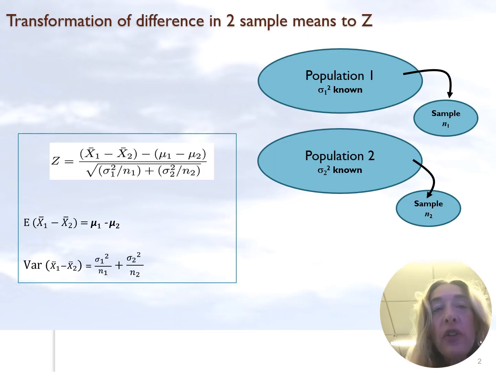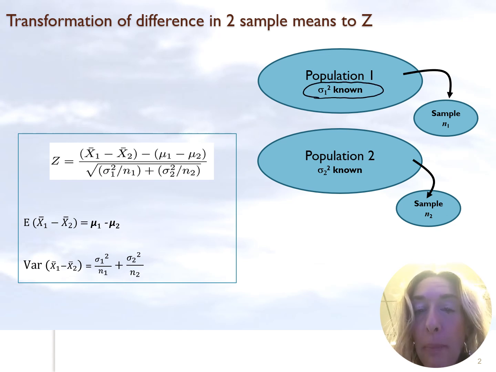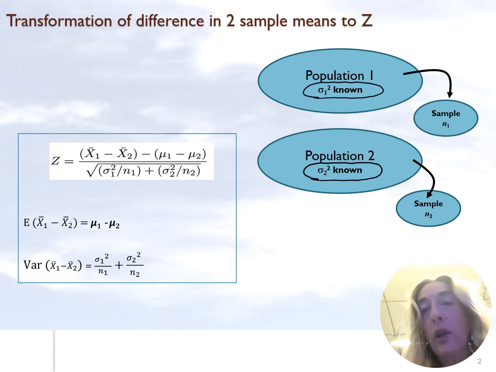Okay, so let's first review how to transform the difference in two sample means to a z random variable. This is something that we covered in our chapter on sampling distribution theory. Let's first focus on the picture on the right, in which we have two independent populations, 1 and 2, and we're going to take a sample out of each of them of a certain size, N1 and N2. In this case, we are assuming that our population variances are known. So this is the case of our sigmas each being known.